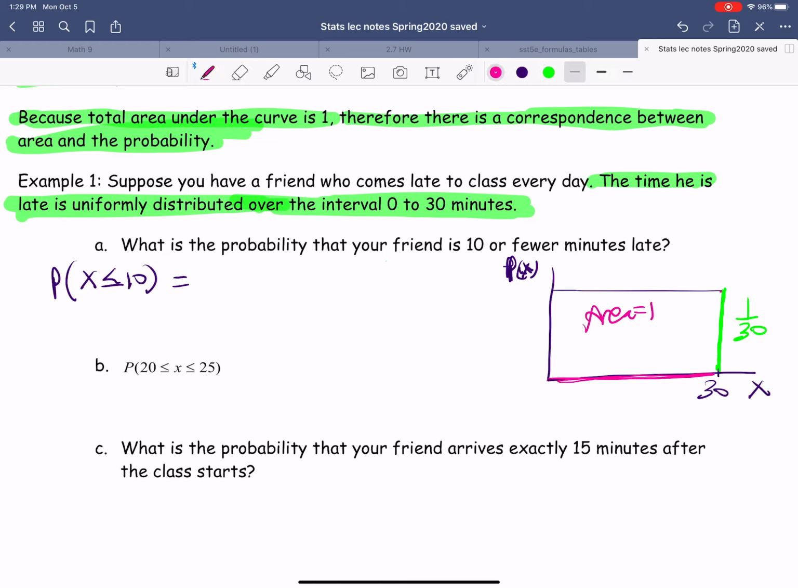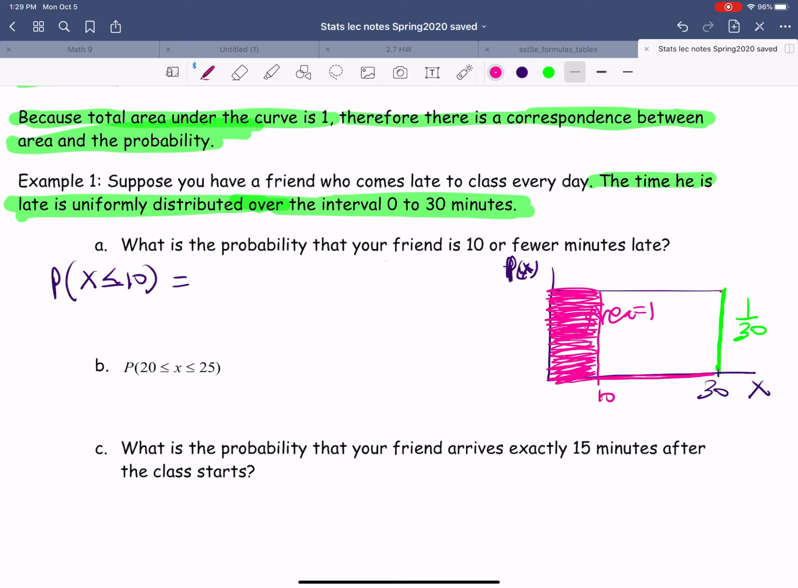10 or fewer minutes later, so that would be this one, and I'm trying to find the probability of this region. Probability and area correspond to each other. In statistics, whenever you hear me talking about the area, it is the same thing as probability. Whenever you hear me talking about the probability, it's the same thing as area. There's a correspondence between the area under the curve and the probability. So now I'm looking for this pink shaded area.